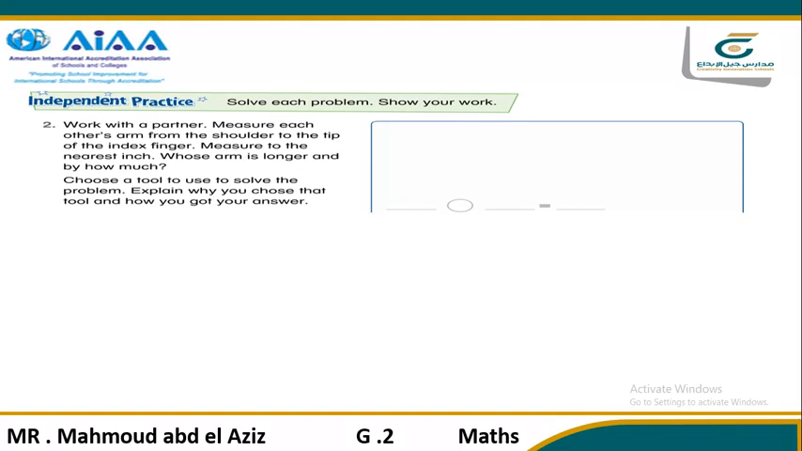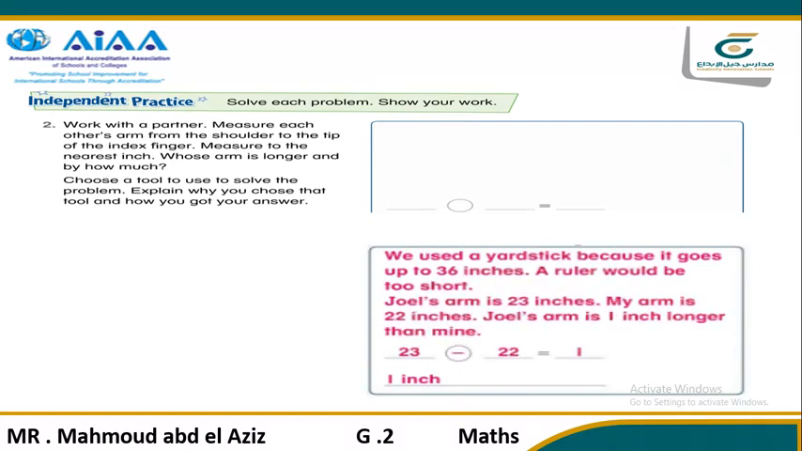So which tool will you use here? We said it before. Excellent. It's a yardstick. So our tool here is the yardstick. Why? Because it goes up to 36 inches. That means about 3 feet. A ruler would be too short.